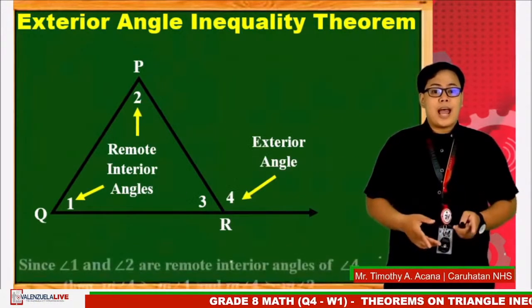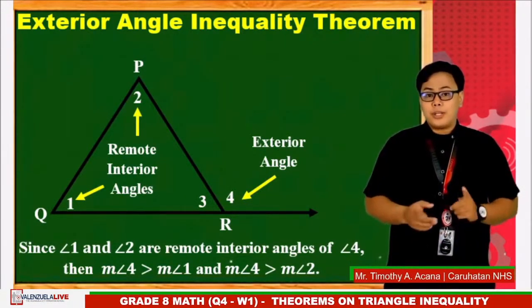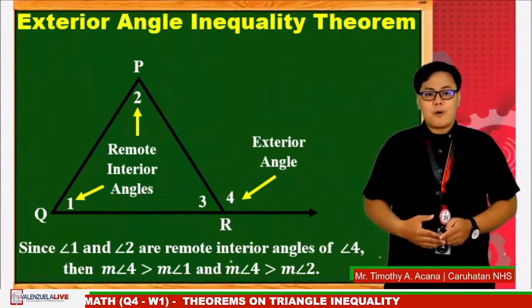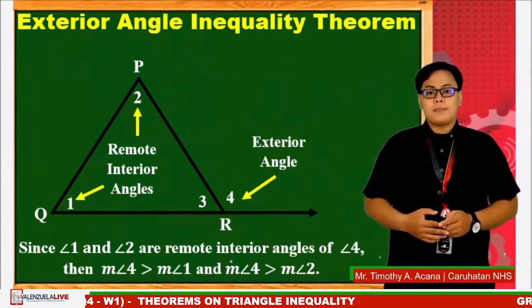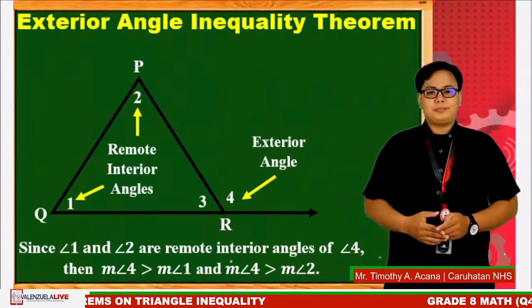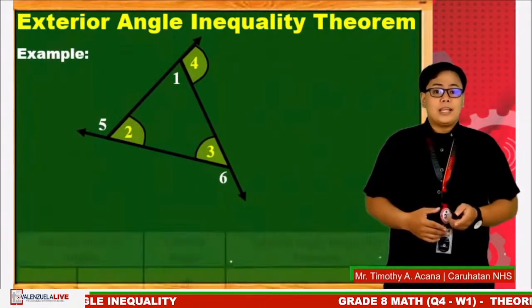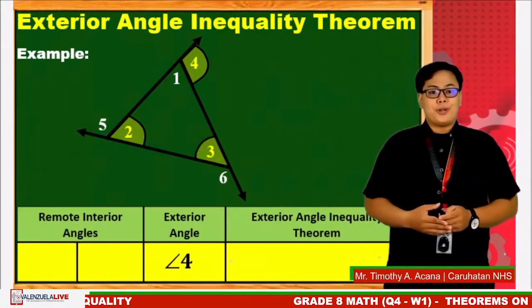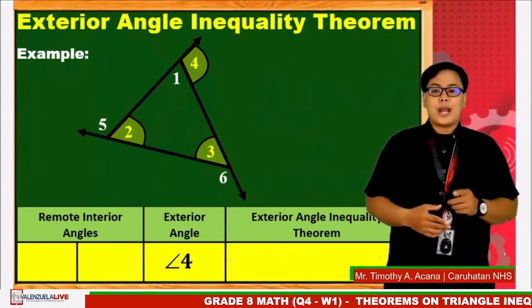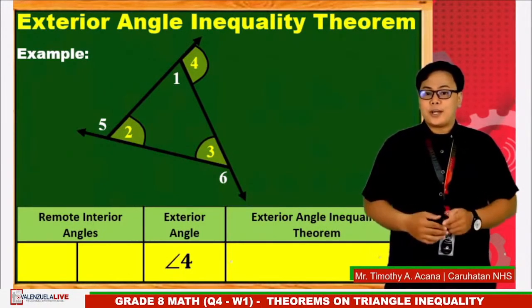And by the exterior angle inequality theorem, since angle 1 and angle 2 are remote interior angles of angle 4, then we can say that the measure of angle 4 is greater than the measure of angle 1, and the measure of angle 4 is greater than the measure of angle 2. Let us have another example. Let us complete the table by using the given figure. Let us first determine the remote interior angles of the exterior angle 4. What are the remote interior angles if the exterior angle is angle 4?